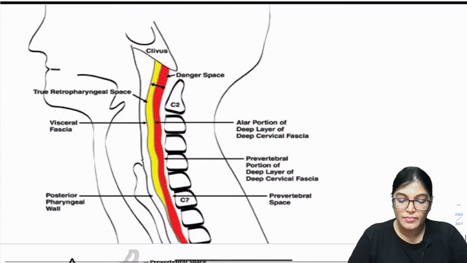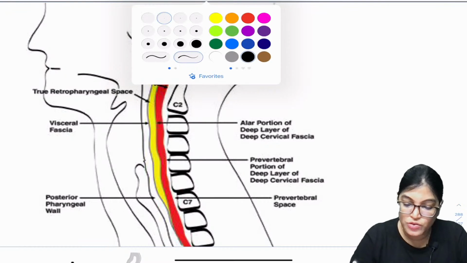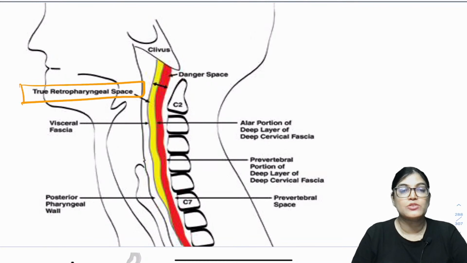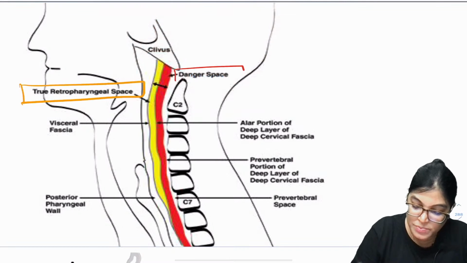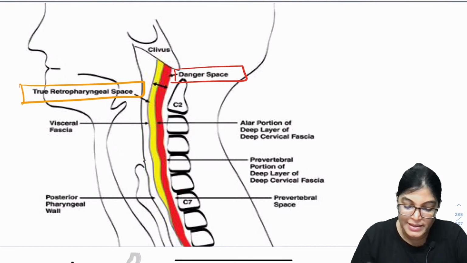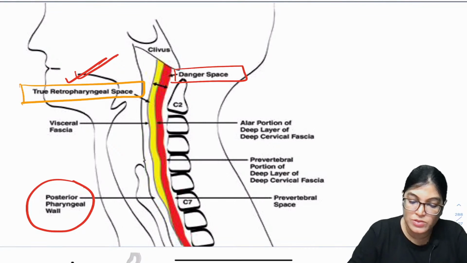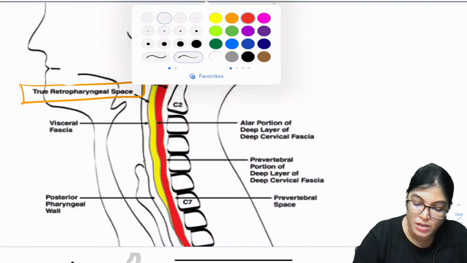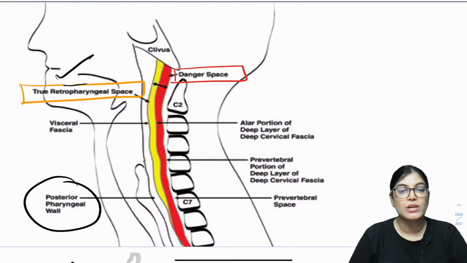See here, in this diagram this concept should be clear to you, that there are actually two spaces. Let me first describe the retropharyngeal space. The retropharyngeal space, as shown with the yellow color, is lying anterior to the danger space. Let me use red color for the danger space of the neck. You can see here, this space is lying between the posterior pharyngeal wall. Let me not use red color so that you will not get confused; let me use black color only. So this is the retropharyngeal space. It is lying between the posterior pharyngeal wall layer and the alar layer of deep cervical fascia.